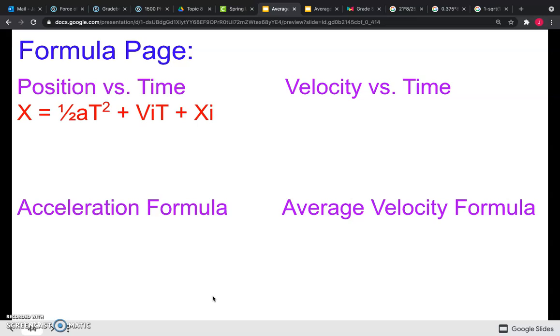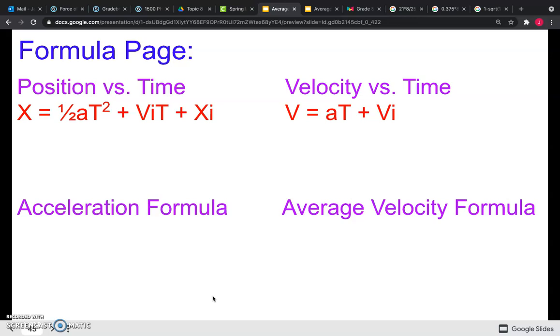So position versus time, that's good. X equals 1/2 a t squared plus v_i t plus x_i. This is the first formula that I gave you in this unit, and hopefully this looks familiar by now. You'll get a little bit more practice with this before the test. Velocity versus time: v equals a t plus v_i. We've seen that one a few times now.